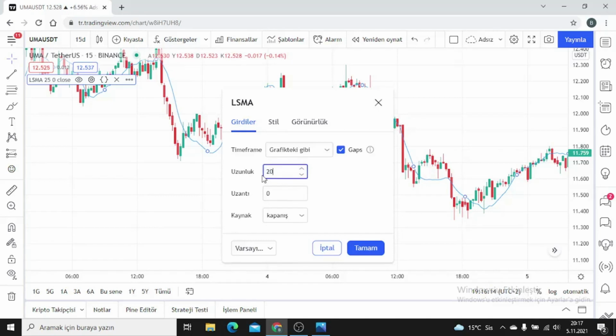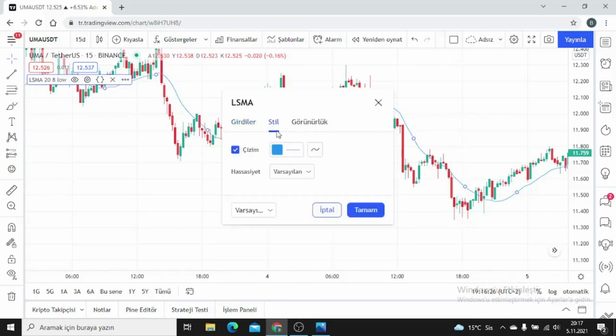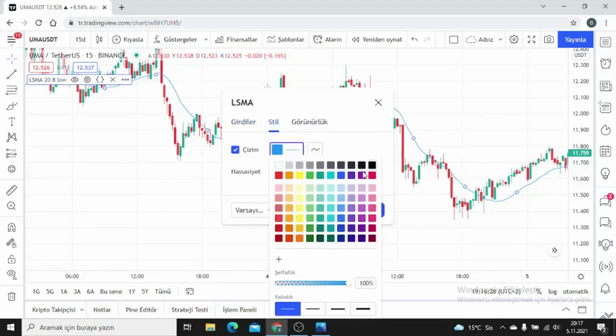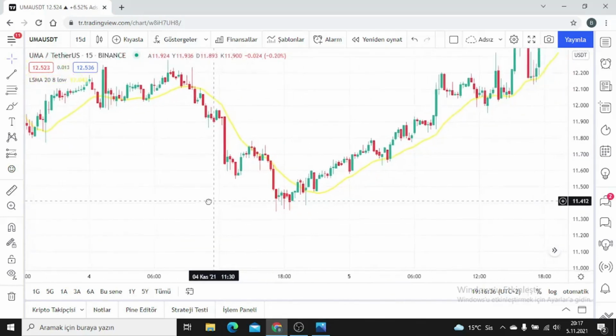Let's change the color of this to make it clearer and more understandable. I changed it this way friends, as you can see. Now we will use LSMA for both support and resistance. We will also use it as a buy condition. Let's not forget that. Now friends, another indicator is KDJ.